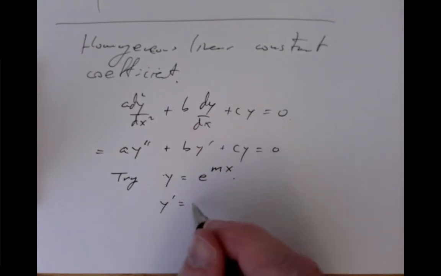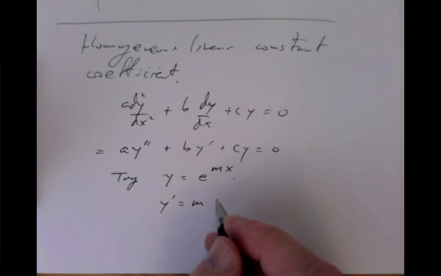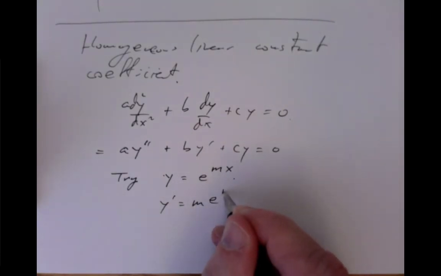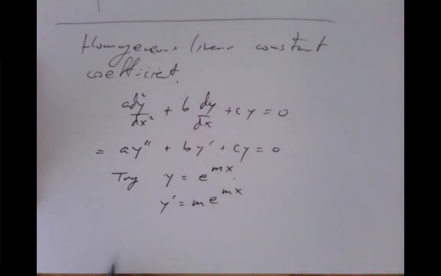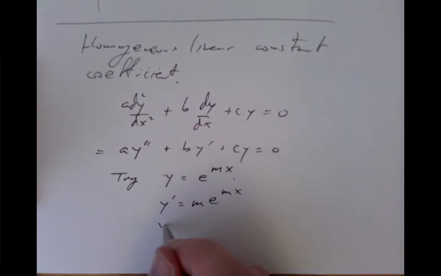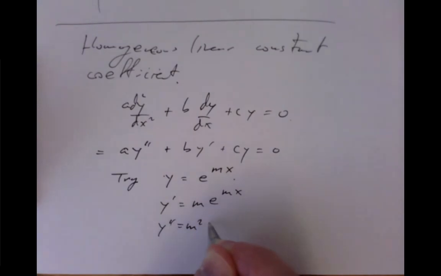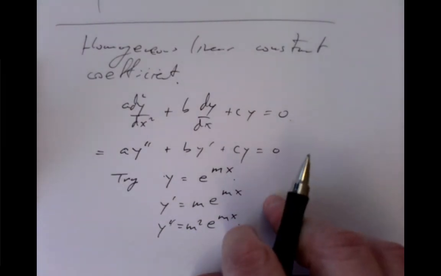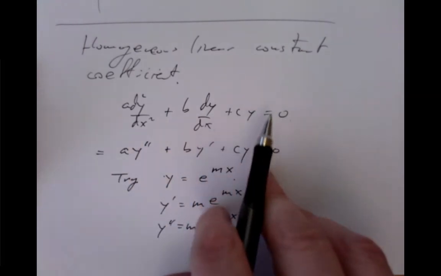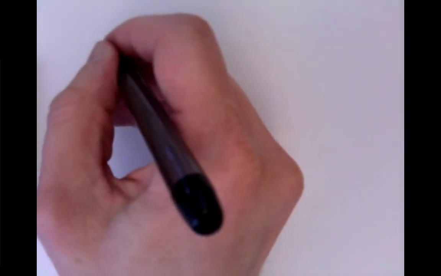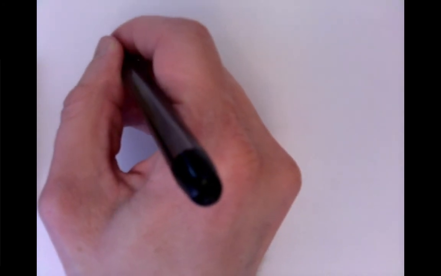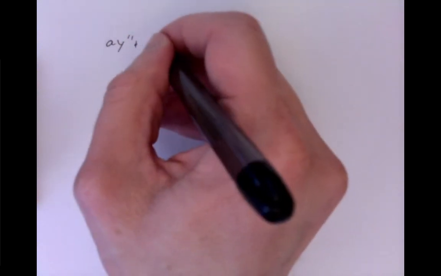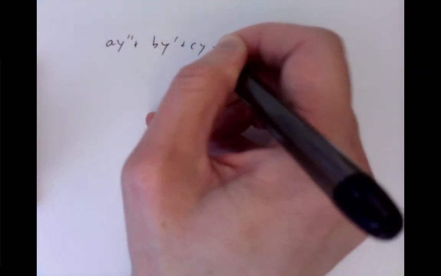So we'll pull down, well, more or less, it'll sort of turn out to work. Let's see what happens. I pull down the exponent when I differentiate. When I differentiate again, I pull down the exponent again. Now let's see what happens if we pack that together, put it into here, and see what we come up with. It's pretty straightforward. What we come up with is simply that if we have, so we had ay prime prime plus by prime plus cy is 0.